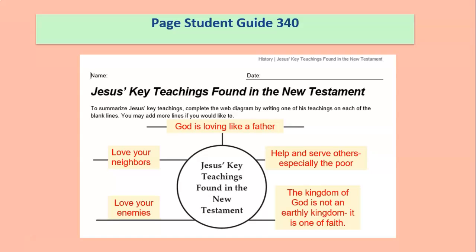God is loving like a father. Help and serve others, especially the poor. The kingdom of God is not an earthly kingdom. It is one of faith. Love your enemies and love your neighbors. So again, those are paraphrases that you can use, or you can use your own wording if you would prefer.